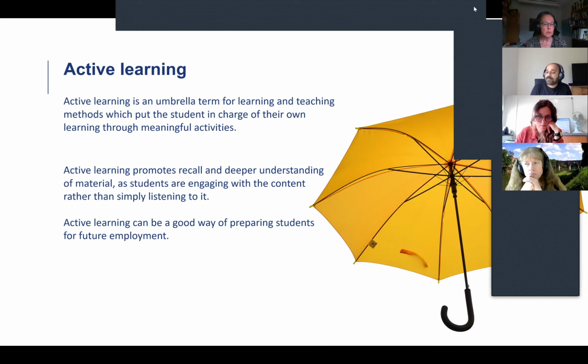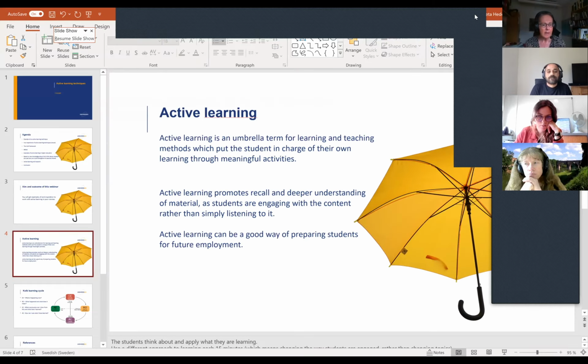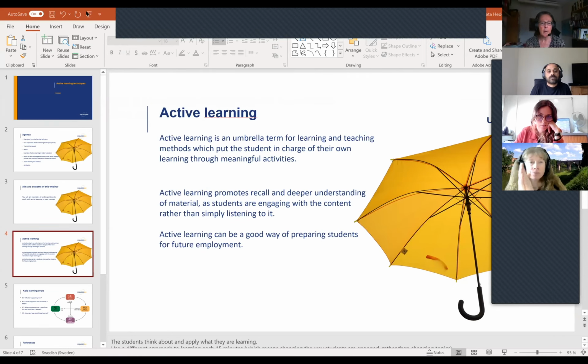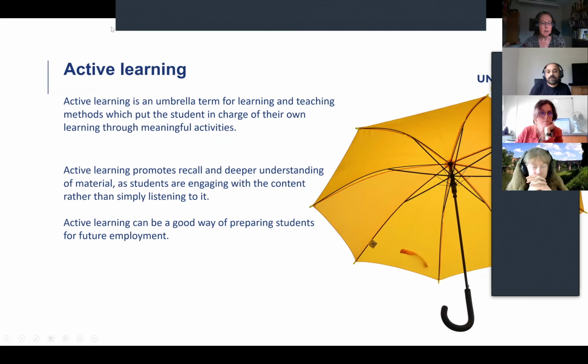In addition, I just want to highlight that active learning can also be a good way of preparing students for future employment by training them to interact with activities like case studies and problem-based learning scenarios. If we integrate it in our teaching, it provides the opportunity for students to practice skills that are essential for working life, not just the hard facts, but also the softer skills.